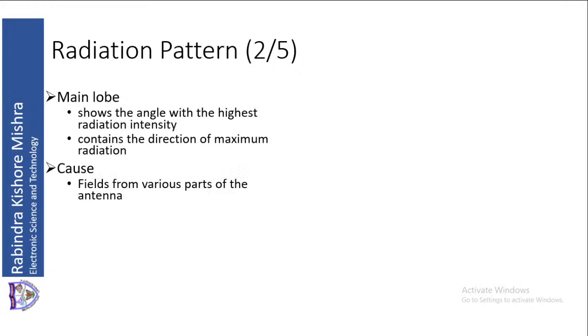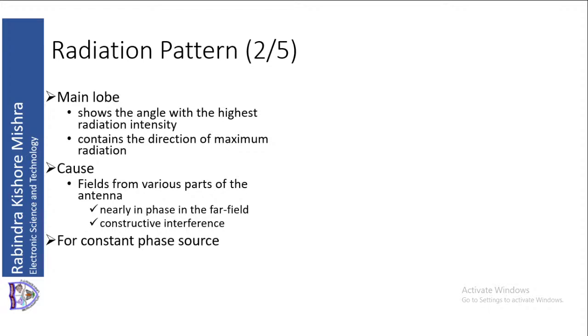The cause for this is the fields, the electromagnetic field or electric field, particularly the electric field, because once we know the information about the electric field, we have the information about the magnetic field. E and B are related. So particularly the electric field. The fields from various parts of the antenna cause the main beam. Various parts means various locations of the antenna. Antenna is a physical entity. It can be a physical conductor or a dielectric.